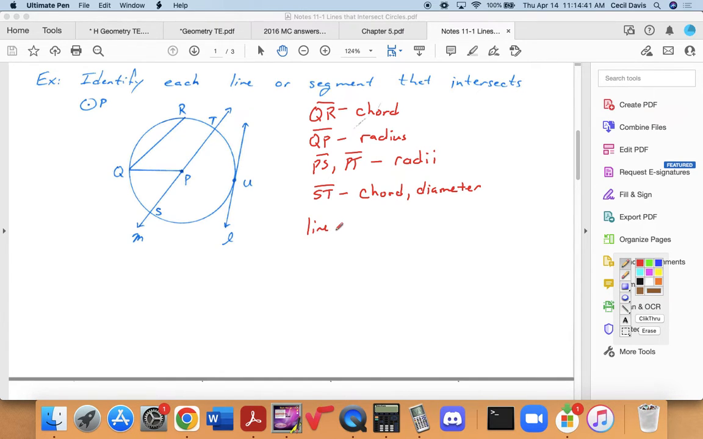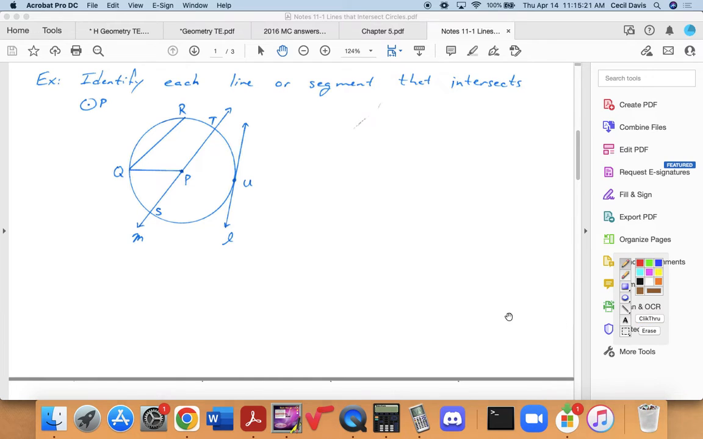So Cecil the jokester. Line M, which is the same thing as line ST. What is that? A secant. Some people say secant. I just don't like the way that sounds. And then line L A tangent is a tangent. Okay, any questions about that? All right, moving on then.